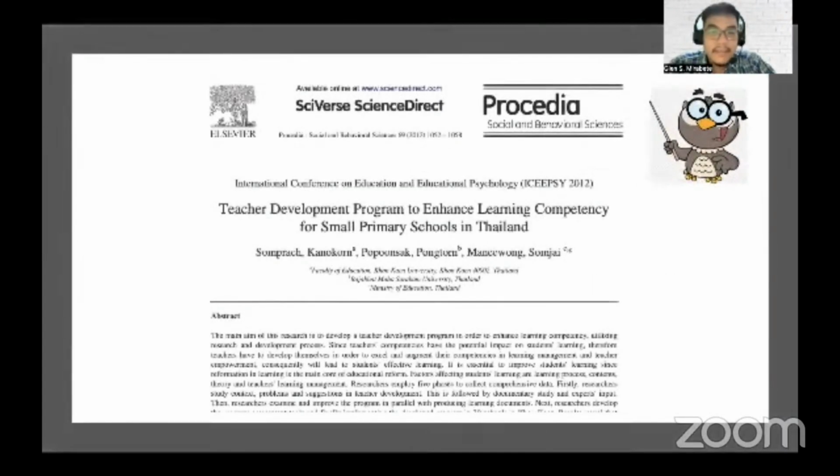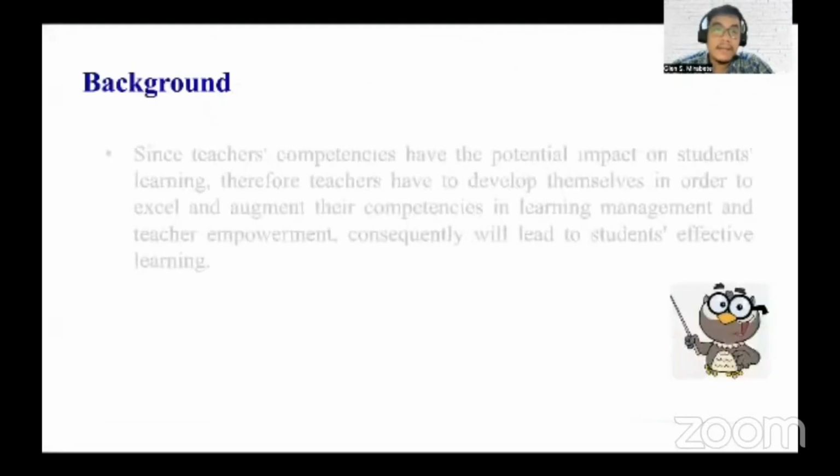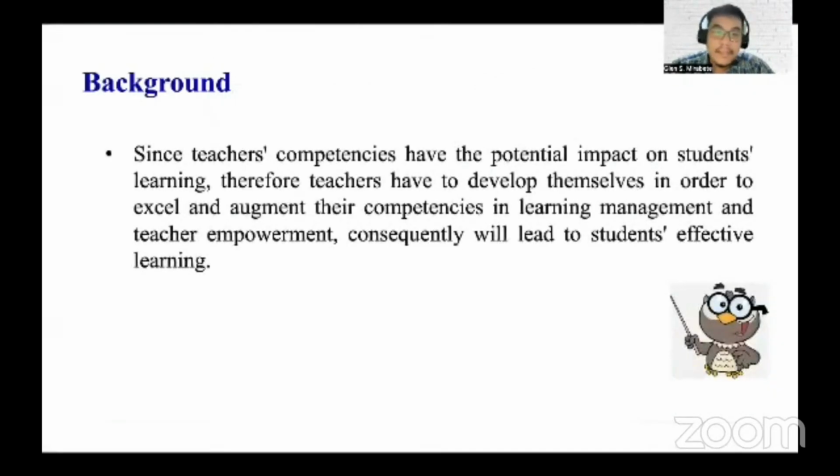And another study is about the teacher development program to enhance learning competency for small primary schools in Thailand. So for the background, teachers' competencies have the optimal impact on students' learning. And therefore, teachers have to develop themselves in order to excel and augment their competencies, and learning management and teacher empowerment consequently will lead to students' effective learning. You know, it's really dependent, right?